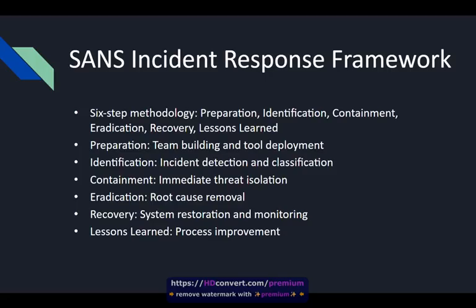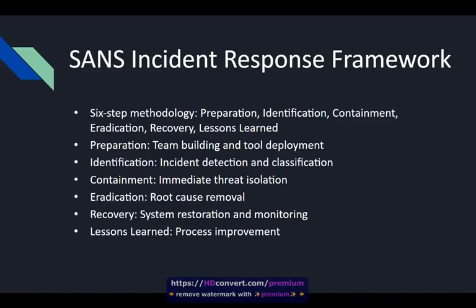Now let's see the SANS incident response framework. Unlike NIST, this is a six-step methodology which includes preparation, identification, containment, eradication, recovery, and lessons learned. Now let's see them one step at a time. The preparation phase focuses on building and tool deployment, ensuring that the right people and tools are in place before an incident occurs. And the second phase is the identification phase.